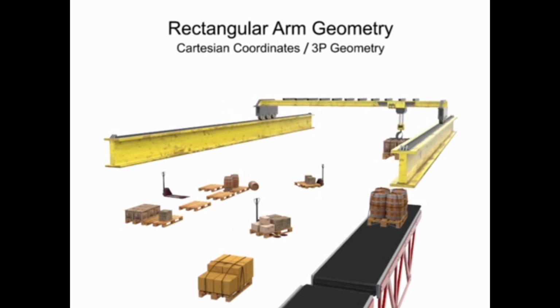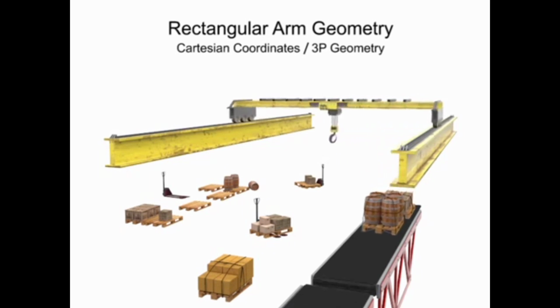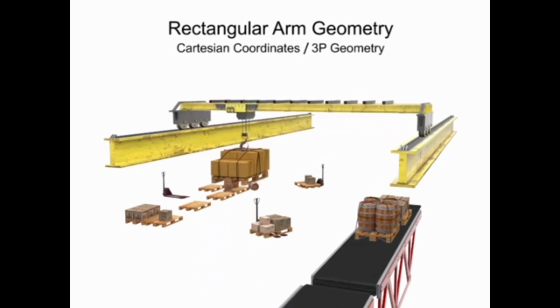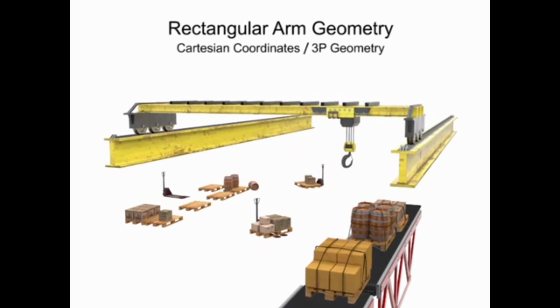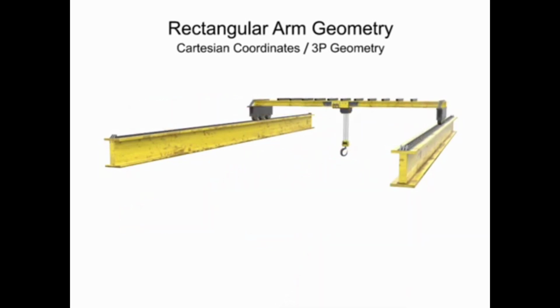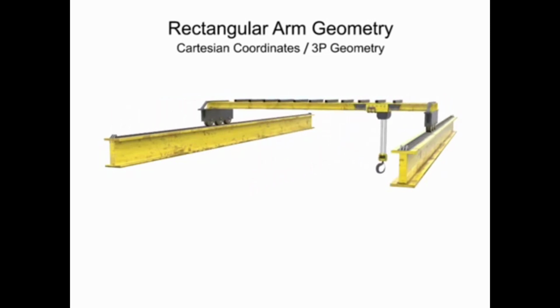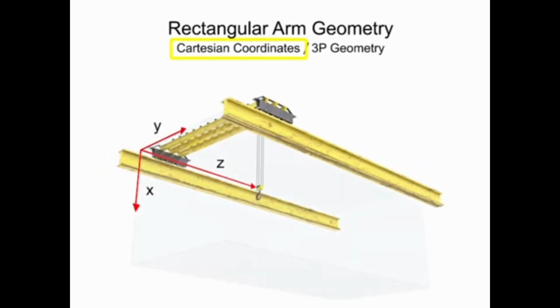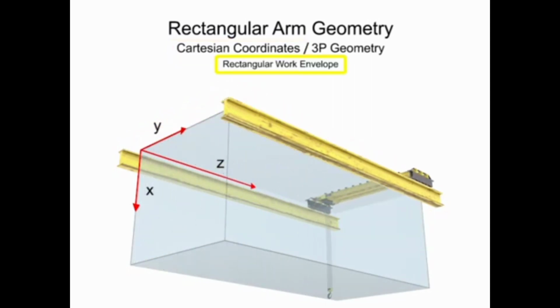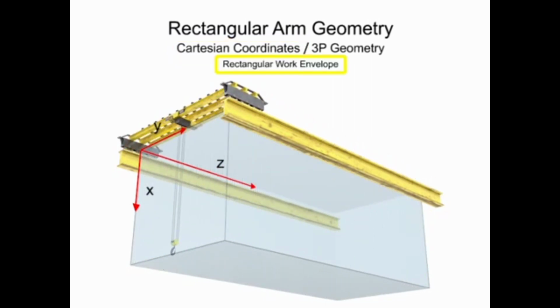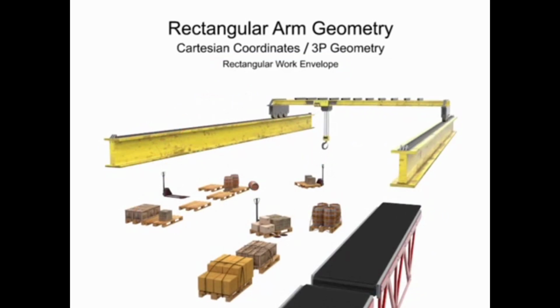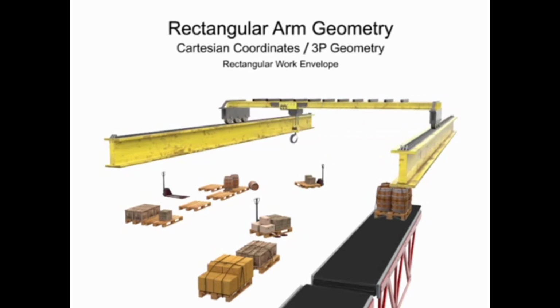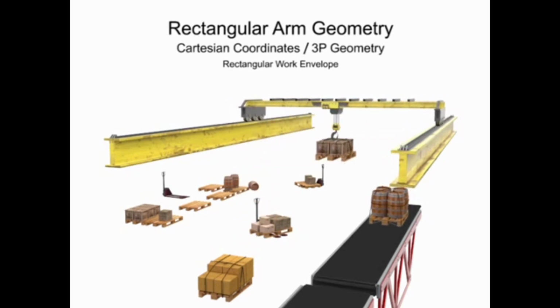Rectangular arm geometry robots can only move linearly in each direction. An overhead crane robot is a good example of this type of motion. It can move forward and backward, left and right, and up and down. Robotic arms that use Cartesian coordinate geometry generate a rectangular work envelope. Rectangular robotic arms have the simplest geometry and control system and are typically used in material handling operations.